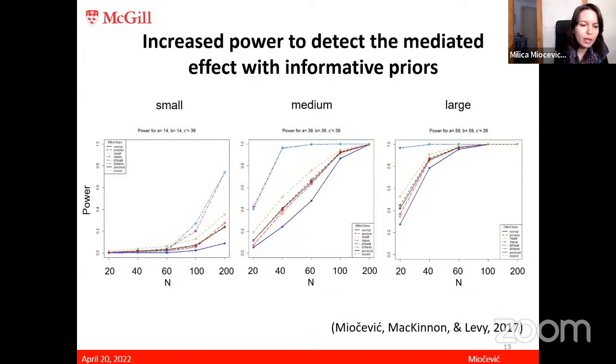an orange line. To summarize these plots for you, we see that when the effect is small and we have a sample size of 200 in our current study, if we're using no prior information, our Bayesian methods are performing really similarly to some of the best frequentist methods, and those are distribution of the product and percentile bootstrap.